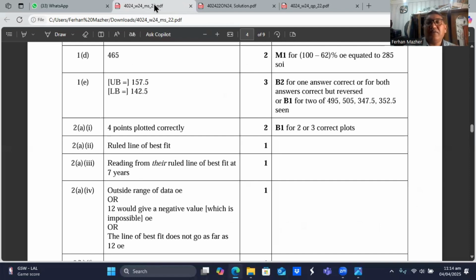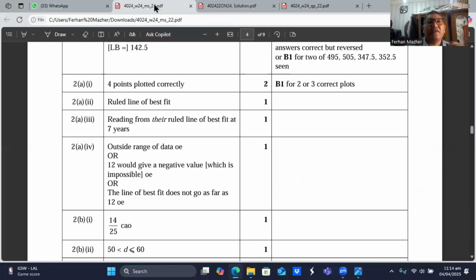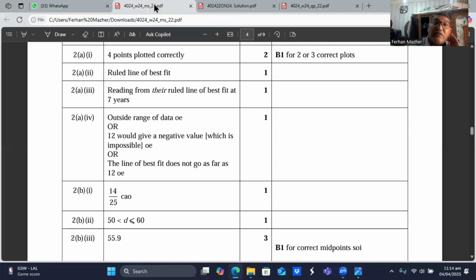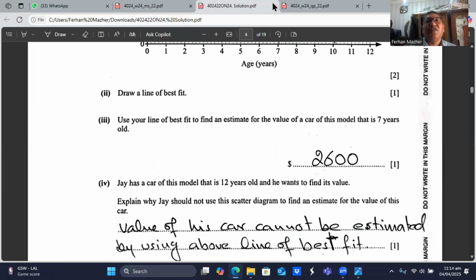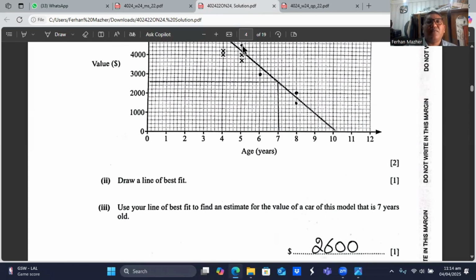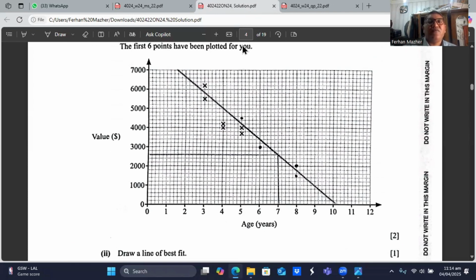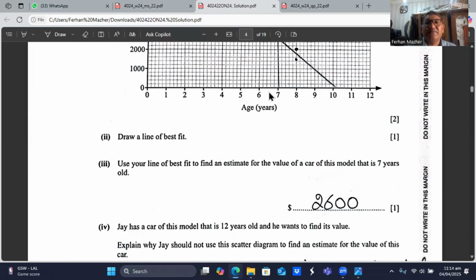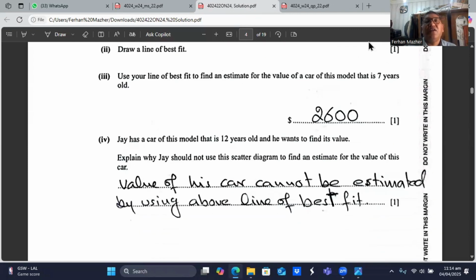2,600. The marking scheme says: 4 points plotted correctly, ruled line of best fit, and reading from their ruled line of best fit at 7 years. So our answer is 2,600. I hope you understand this. From here, you can see I have drawn from 7. I went up until I touched the line of best fit, then checked the value at that point of intersection. So my answer for this part is 2,600.